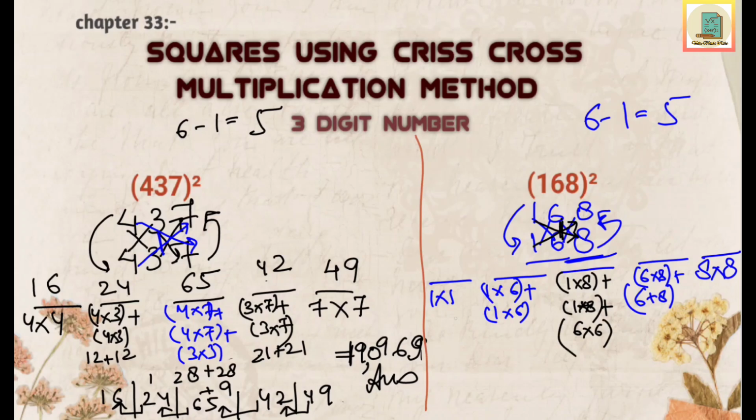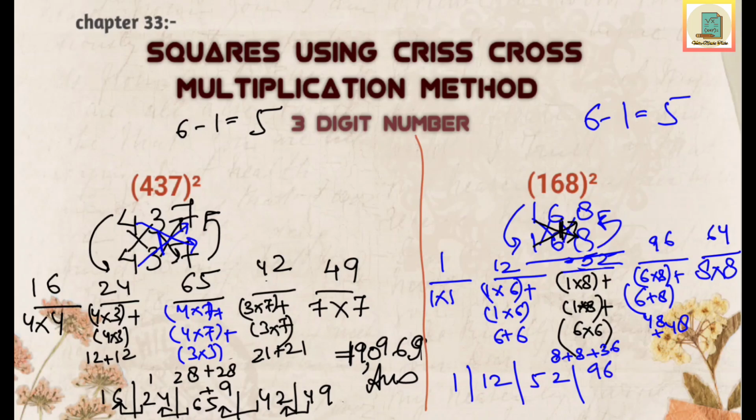So here 1 multiplied by 1 we get 1, 8 multiplied by 8 we get 64. Now here 1 multiplied by 6, 6 plus 6 we get 12. Now here 48 plus 48 we get 96. So 8 plus 8 plus 36 we get 52. So now let's arrange the digits. We get 1, make a partition, then 12, then 52, then 96 and then 64.